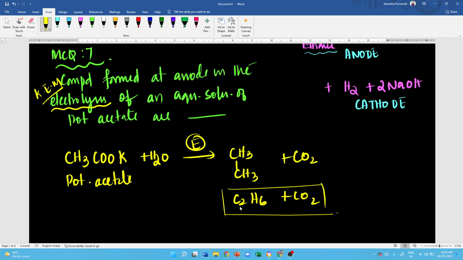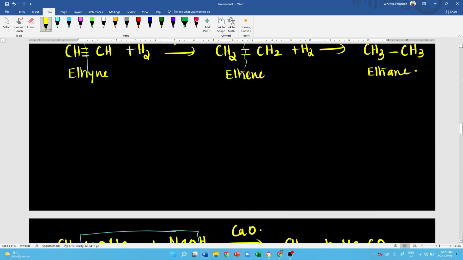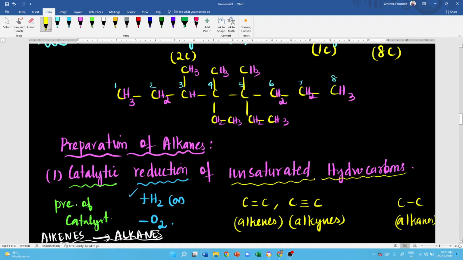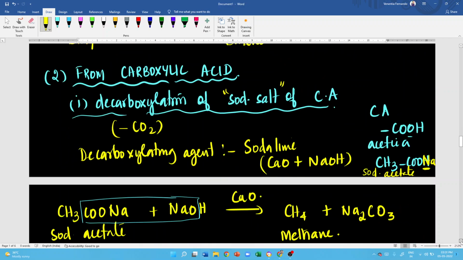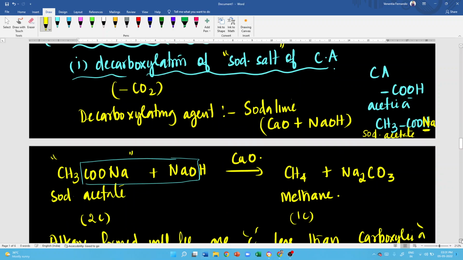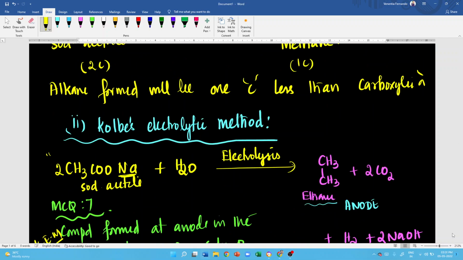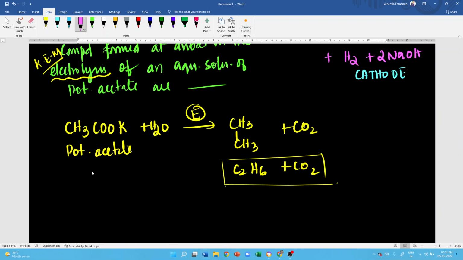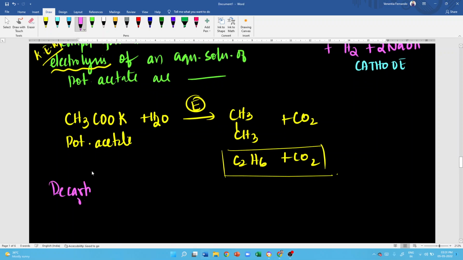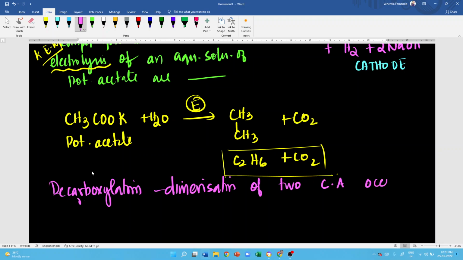And actually, in the process, they say dimerization, decarboxylation of two carboxylic acids. So what is the difference between the first and this one? In the previous one, we had only one sodium salt of carboxylic acid, whereas here I'm taking two carboxylic acids. So this is known as decarboxylation, dimerization. So the right word is decarboxylation, dimerization of two carboxylic acids occurs.